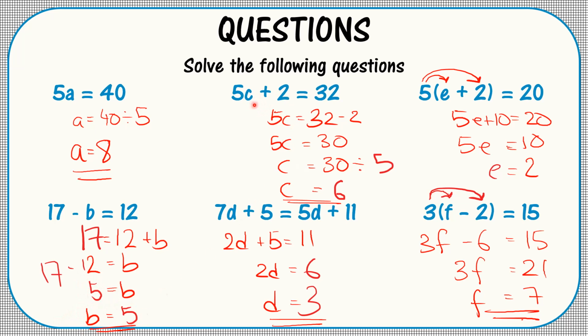Let's go through the next example. 5c plus 2 is equal to 32. First of all, we get rid of this plus 2. The opposite of plussing by 2 is a minus 2. So 5c is equal to 32 minus 2. 5c is equal to 30.